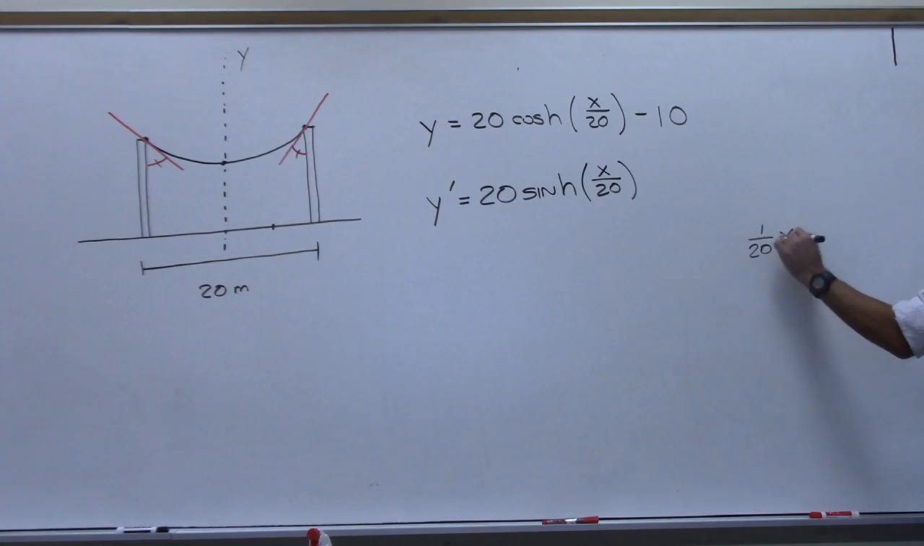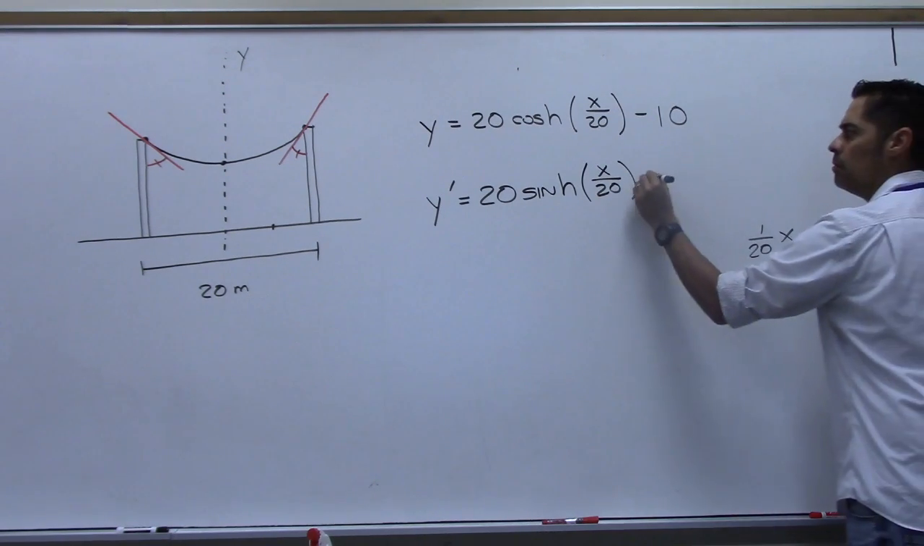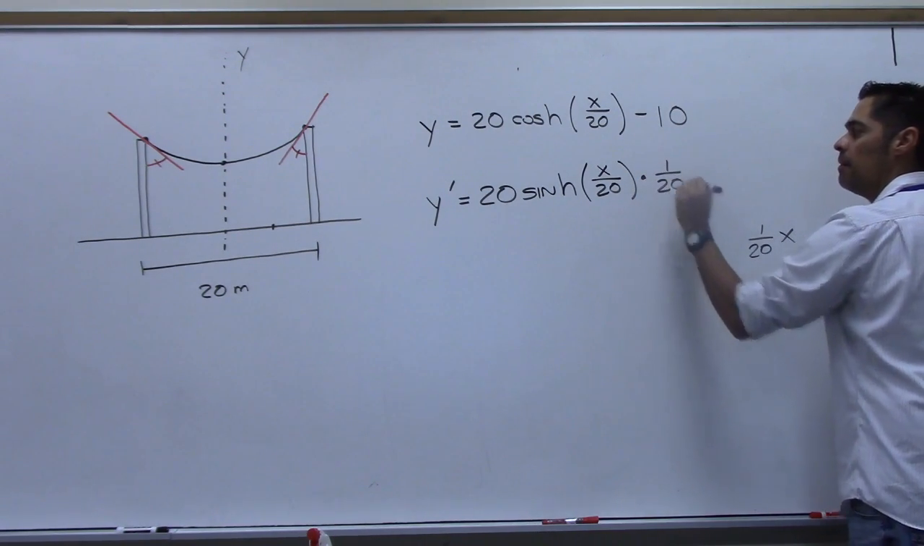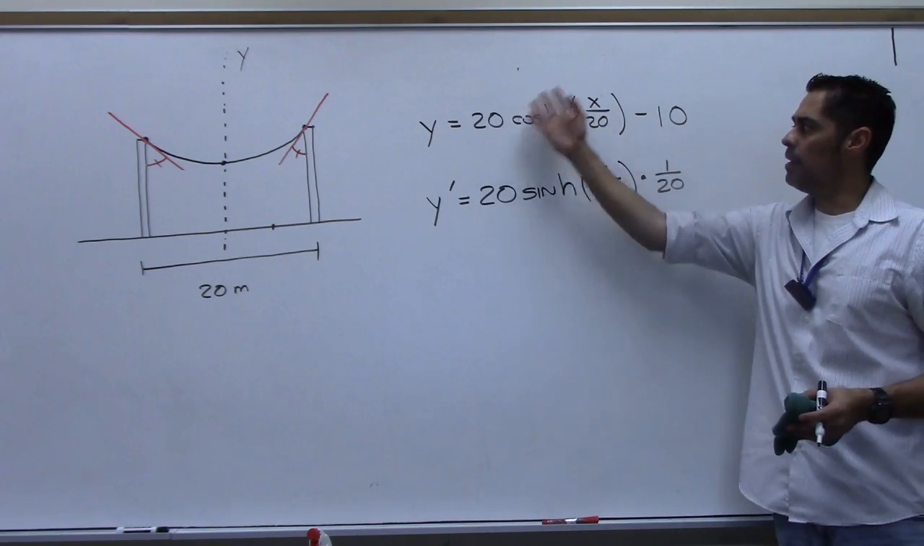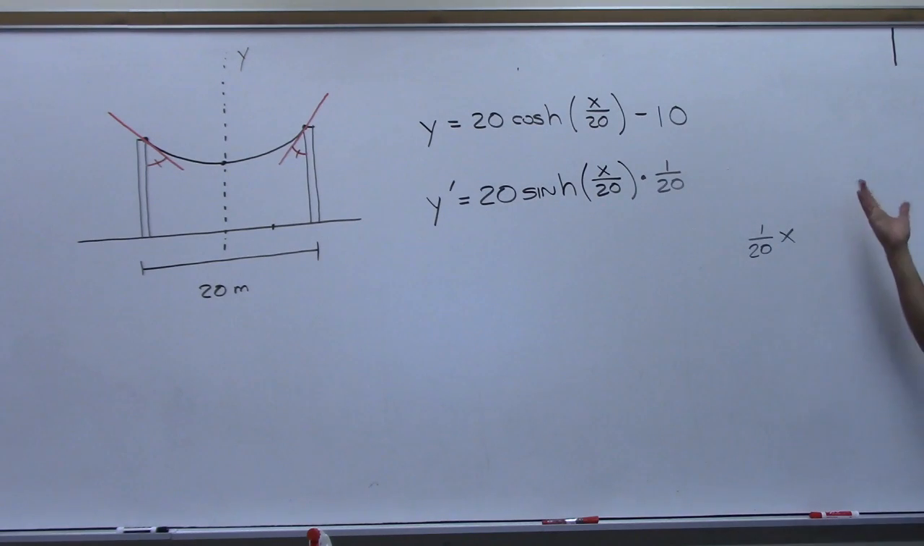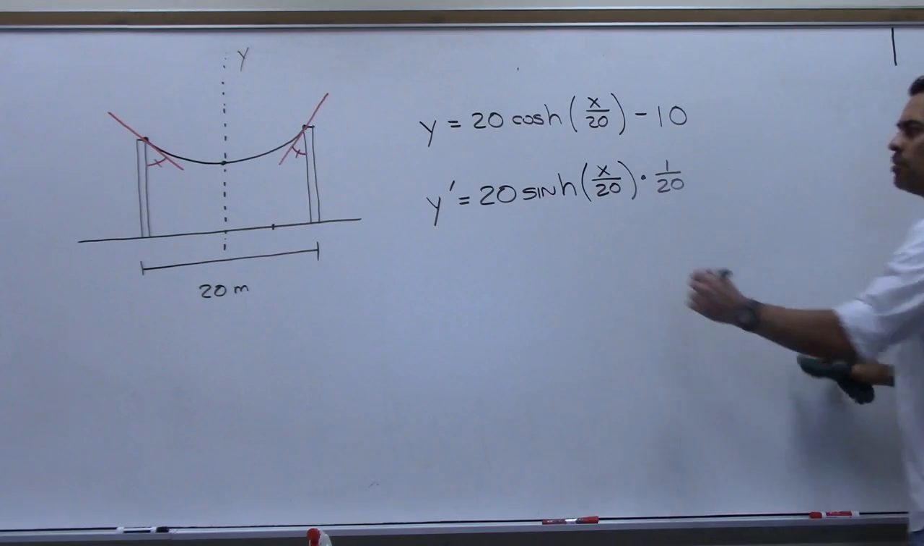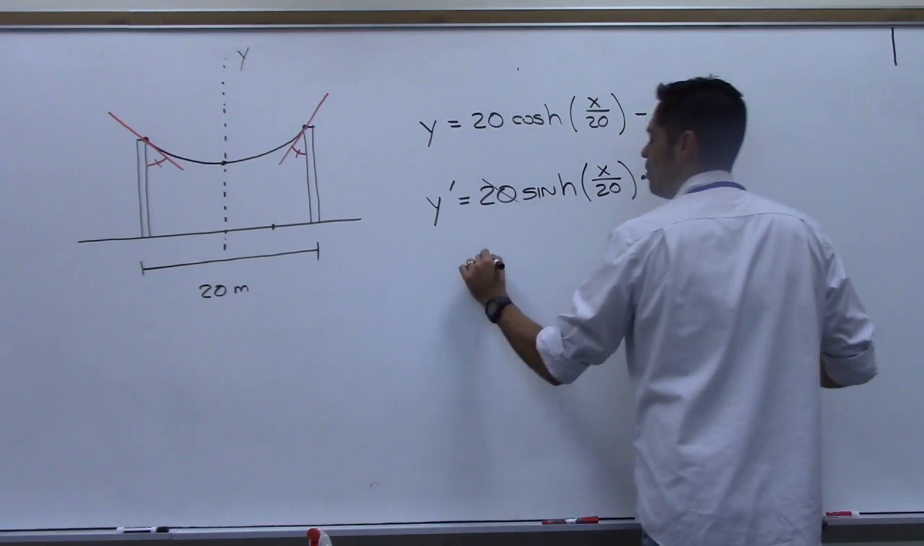That's the same as 1 over 20 x, right? What's the derivative of 1 over 20 x? 1 over 20? Are we done with this part? Yes. Derivative of negative 10 is 0. We don't have to worry about it. The 20s cancel. Reduce, I should say.